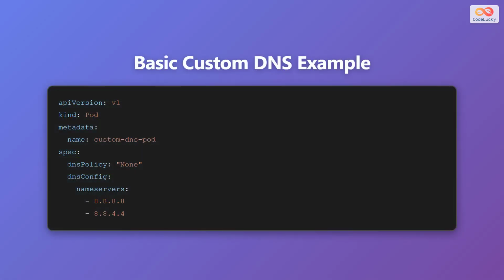Let's look at a basic example of customizing DNS settings. In this pod specification, we set the DNS policy to none, which means we're completely overriding the default DNS configuration. Then, in the dnsConfig section, we specify nameservers with 2 public DNS servers, 8.8.8.8 and 8.8.4.4, which are Google's public DNS servers. When this pod is created, it will use only these nameservers for DNS resolution, ignoring any cluster or node-level DNS settings. This is useful when you need your pod to use specific external DNS servers.